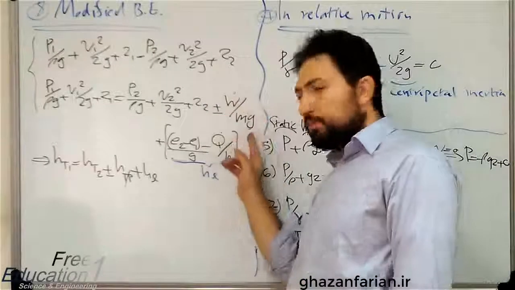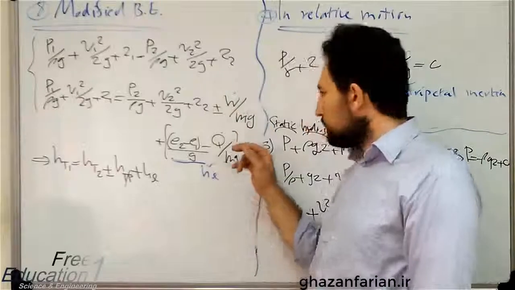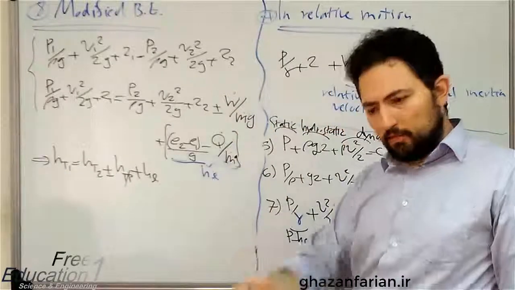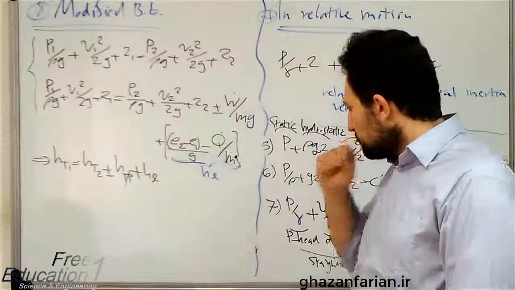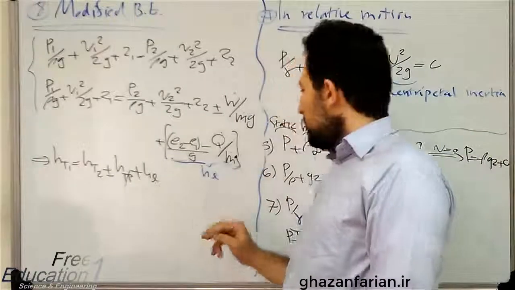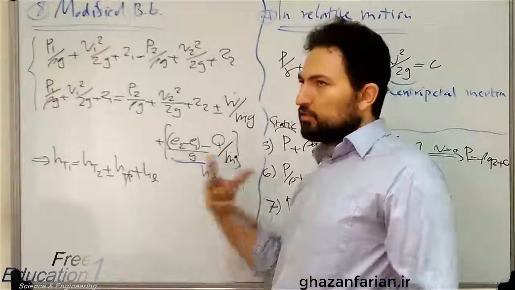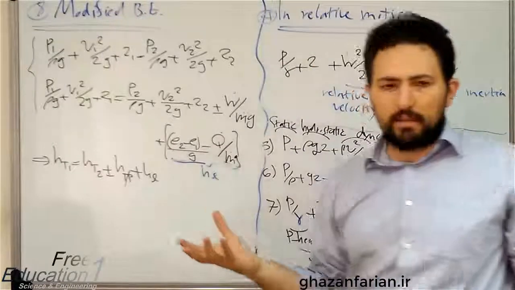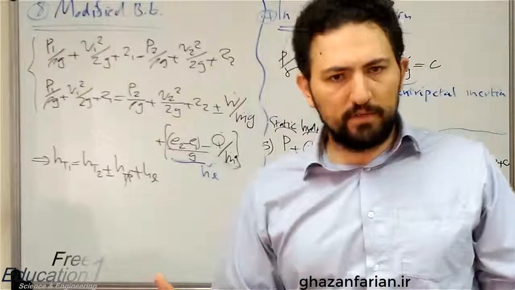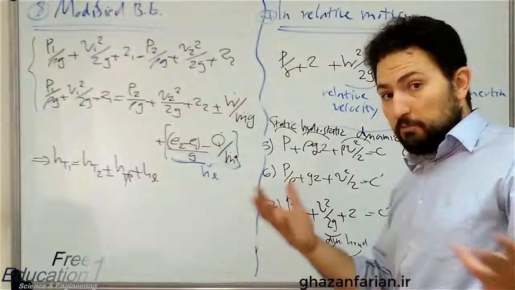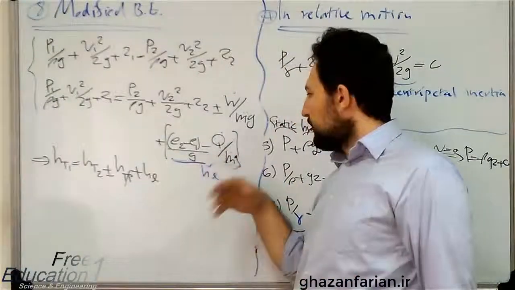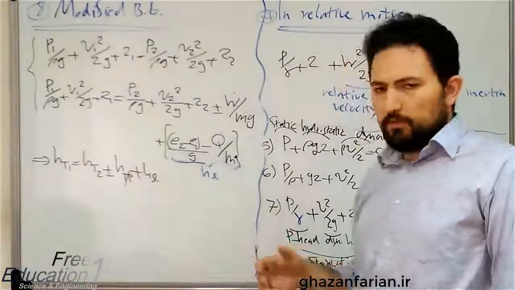This is the turbine head or the pump head, which can be added to the system or extracted from it. This one is the head loss, because the increase of the temperature is not appropriate for us. It's the waste of energy, unwanted waste of energy, but this term can be positive or negative for the dissipation of heat.